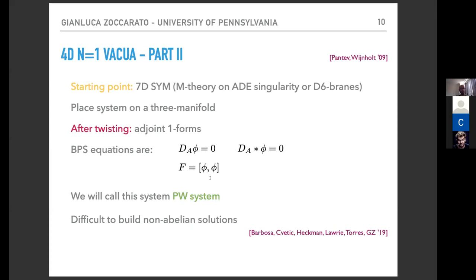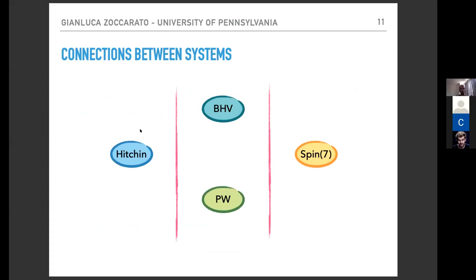So I presented so far four different Higgs bundle systems across different dimensions. We started with Hitchin, then we have BHV, Pantev-Wijholt, and the Spin(7) system. So are there connections between them? And the answer is yes. For instance, if you have a solution of the Hitchin system, you can embed it in a solution of BHV. And similarly, you can also embed Hitchin in the Pantev-Wijholt system. So these are better known examples. What we showed is that actually Spin(7) can include both solutions of BHV and solutions of Pantev-Wijholt.